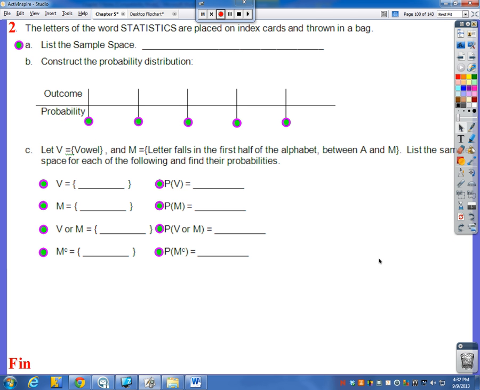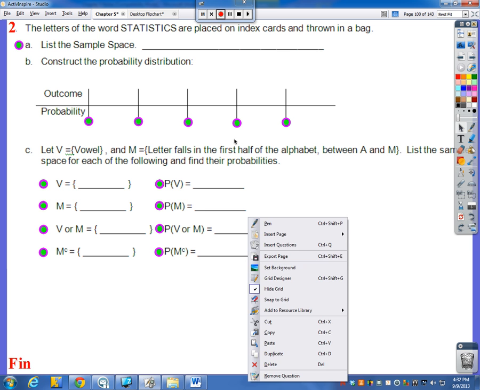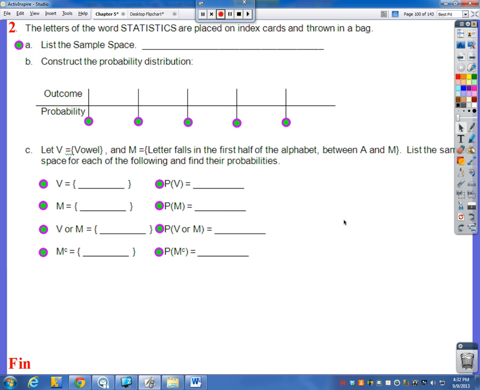And one more example here. It says the letters of the word statistics are placed on index cards and thrown in a bag. List the sample space. Okay, so what letters could you pull out of this bag? Well, we don't want to include repeats. So we could pull out an S, a T, an A, an I, and a C. Those are the only 5 unique letters that make up the word statistics.